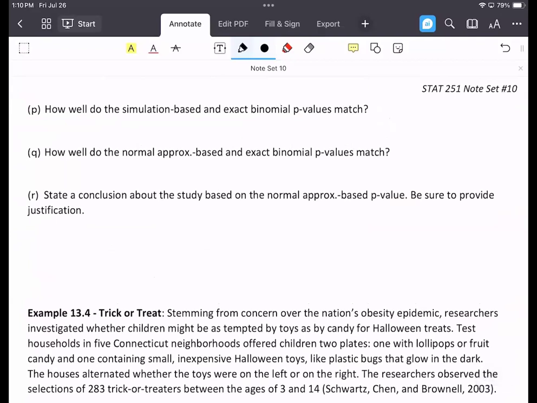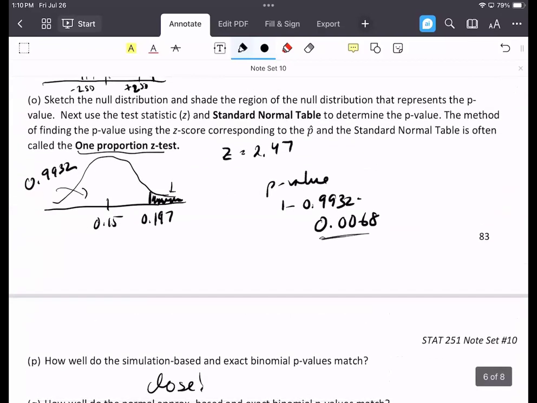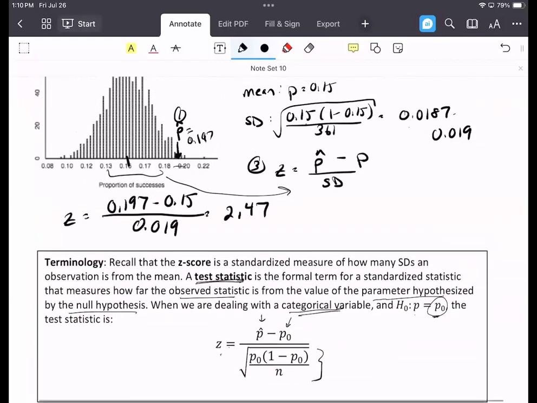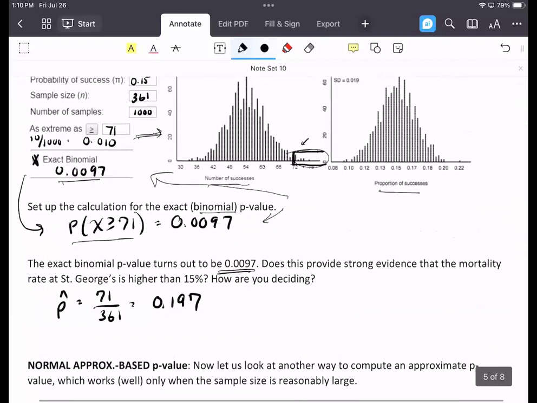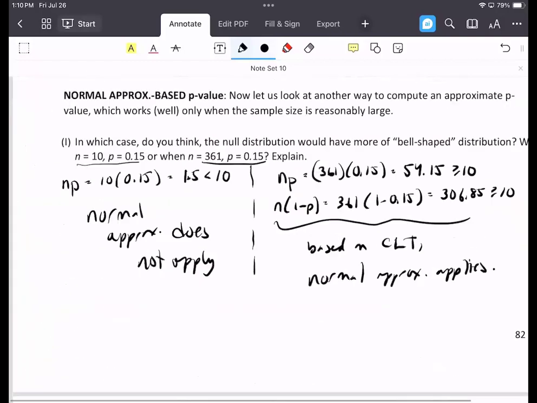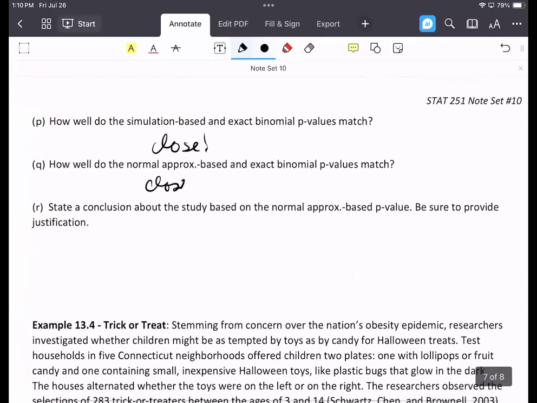So how well do the simulation-based and the exact binomial p-values match? Well, they're close. If you look at the different p-values, there's the normal approximation-based p-value, and then we have earlier, the exact binomial. It's very small and it's close. And then we have it with simulation. All these numbers are very close to each other.